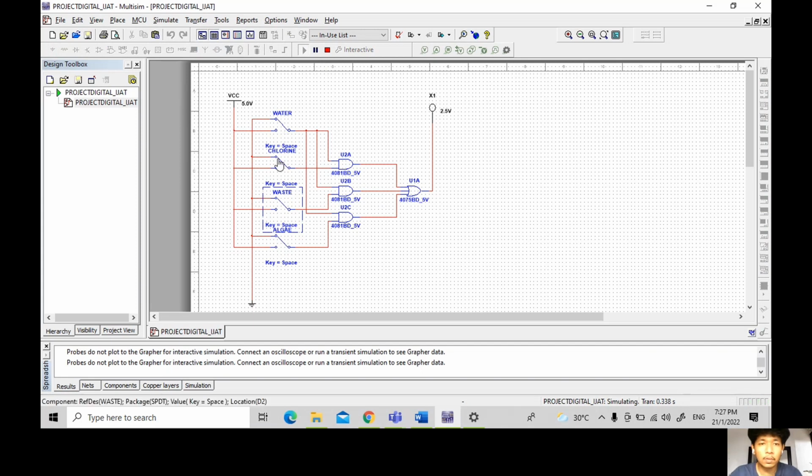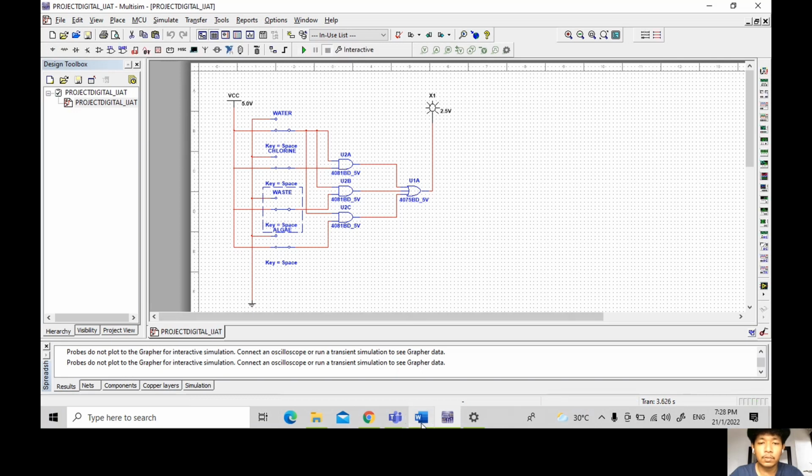So first we see there is water and the LED turns on. When there is chlorine in the pool, the LED is on. After that, when there is waste in the pool, the LED is on. When there is algae in the pool, the LED is on. When all are in there, the LED is on too. So this is the way the circuit works in this project.